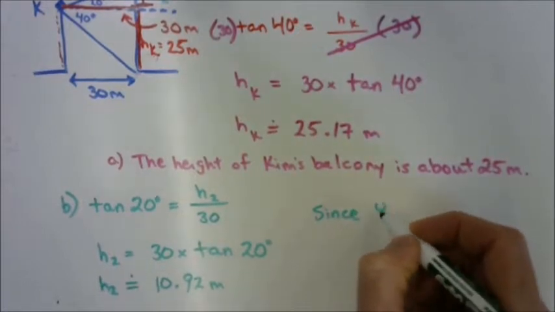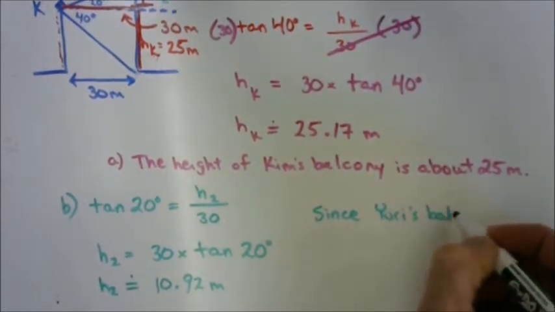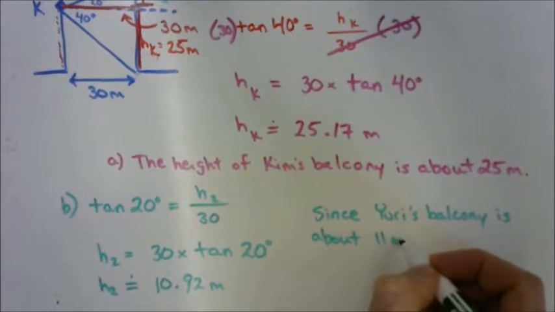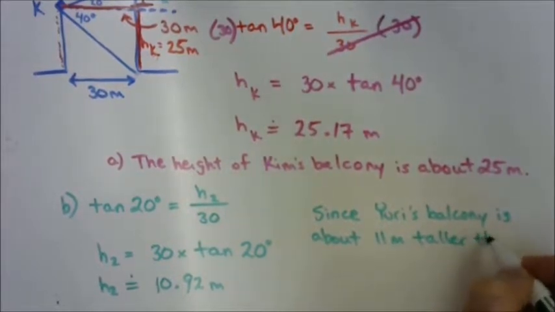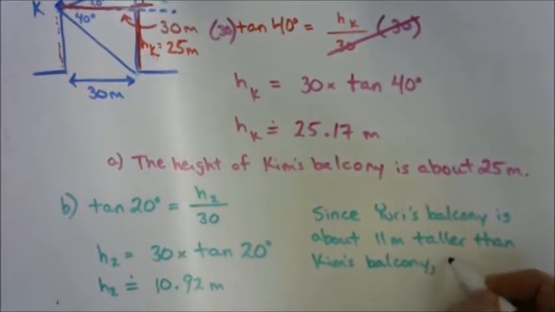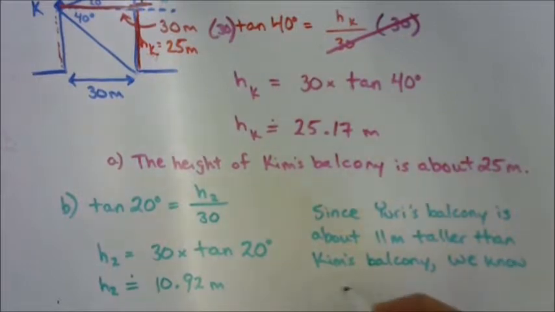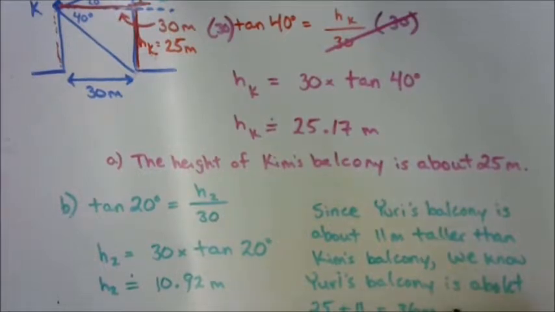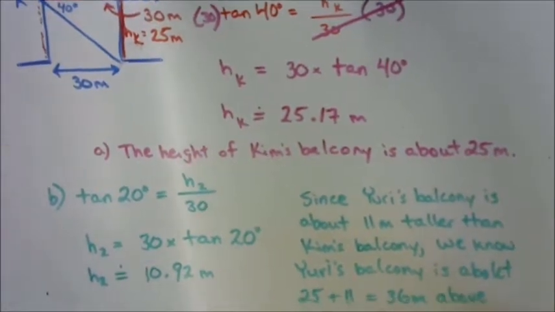Since Yuri's balcony is about 11 meters taller than Kim's balcony, we know Yuri's balcony is about 25 plus 11 equals 36 meters above ground.